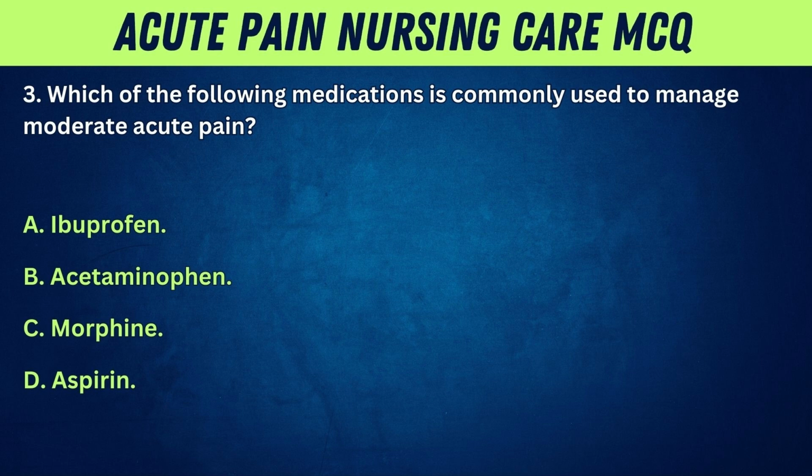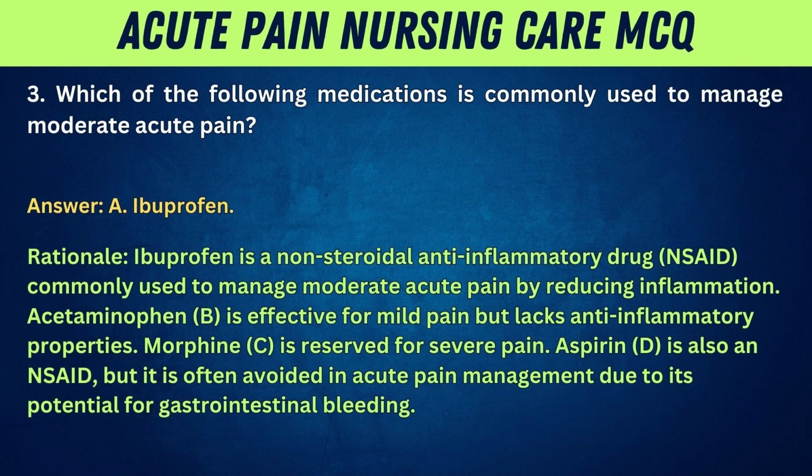3. Which of the following medications is commonly used to manage moderate acute pain? A. Ibuprofen. B. Acetaminophen. C. Morphine. D. Aspirin. Answer. A.